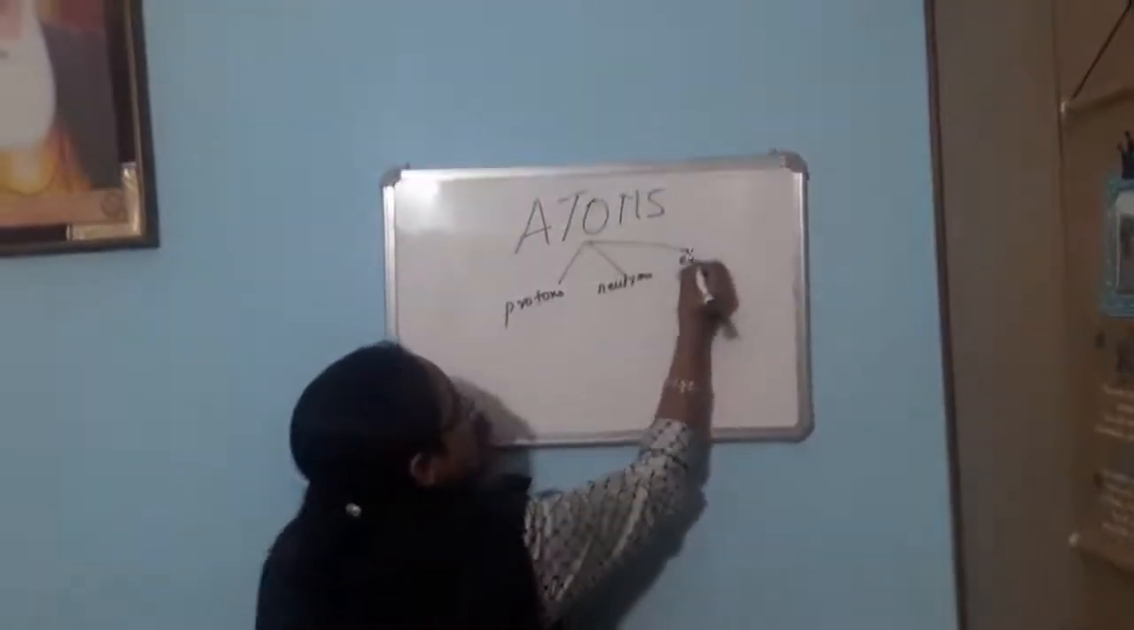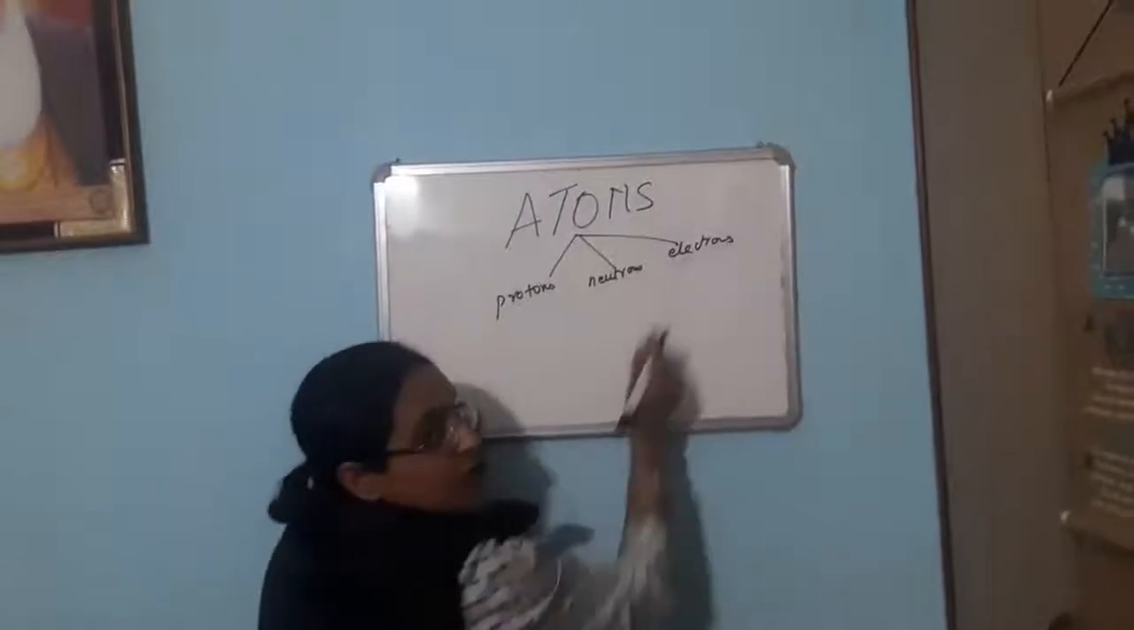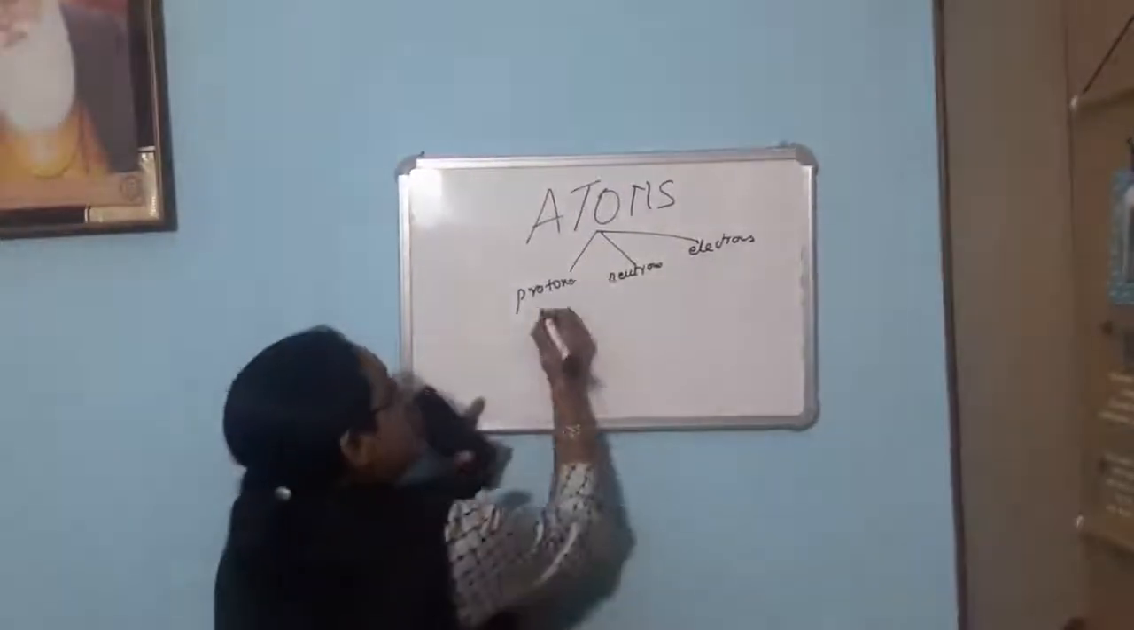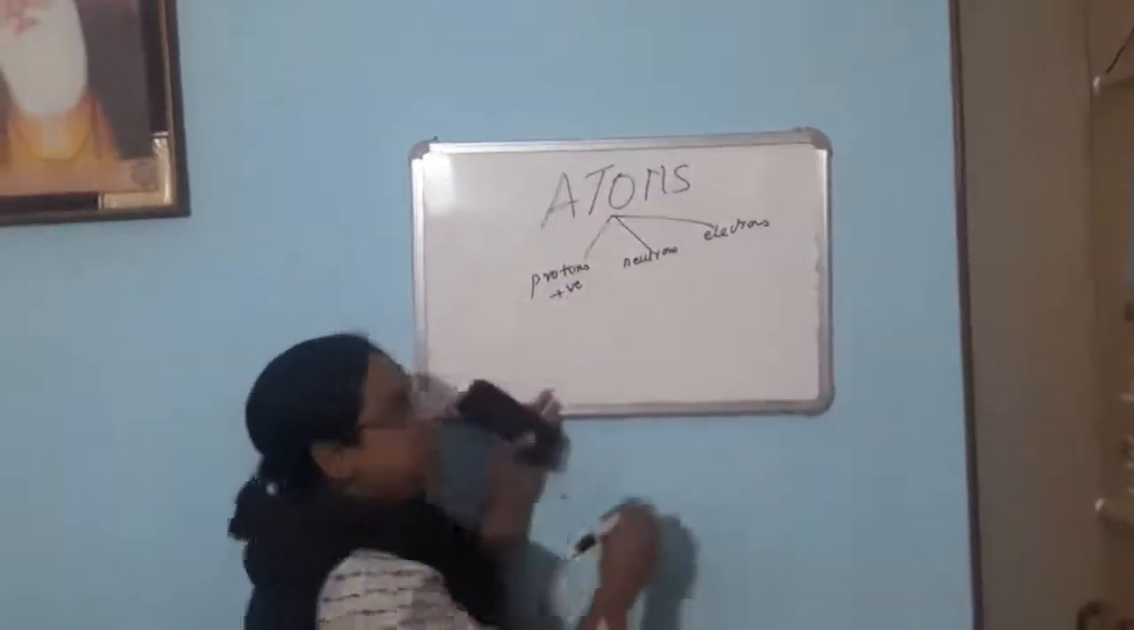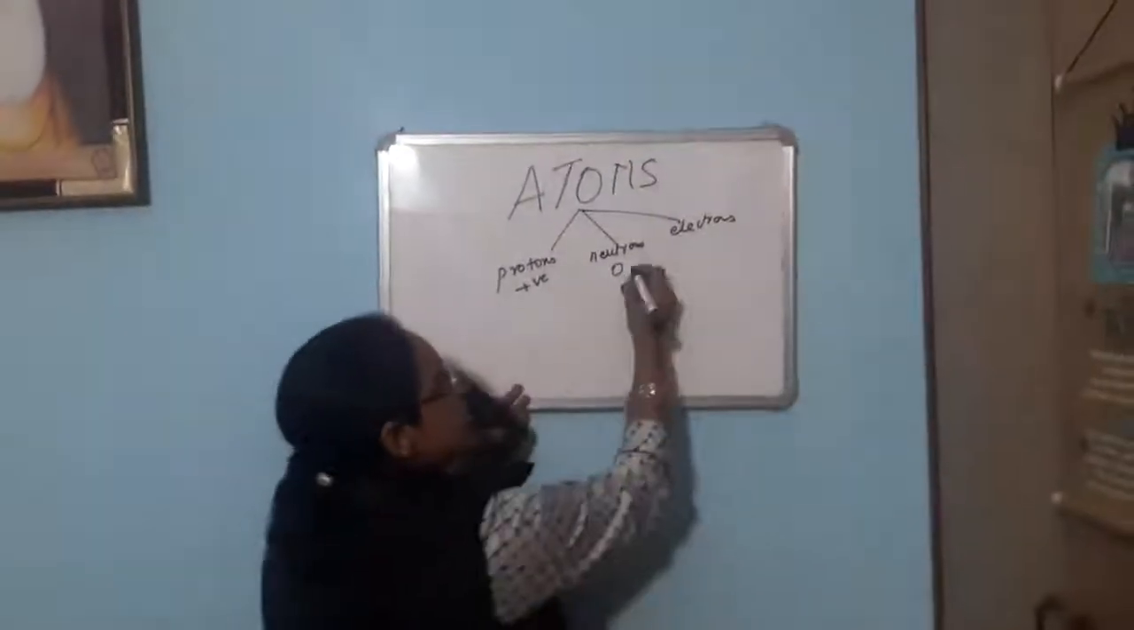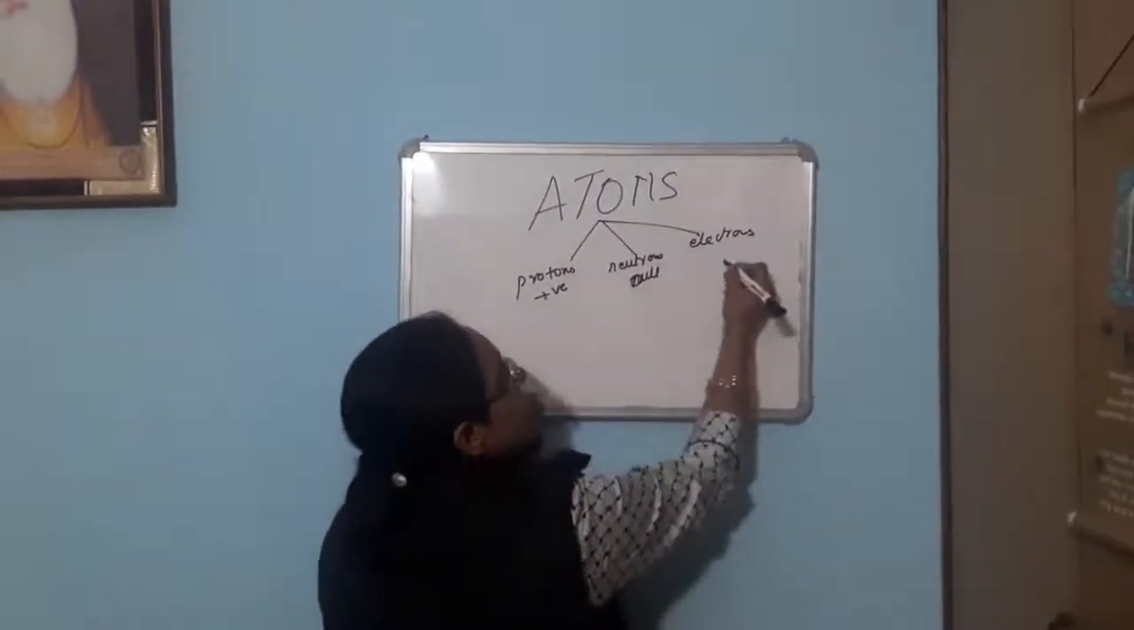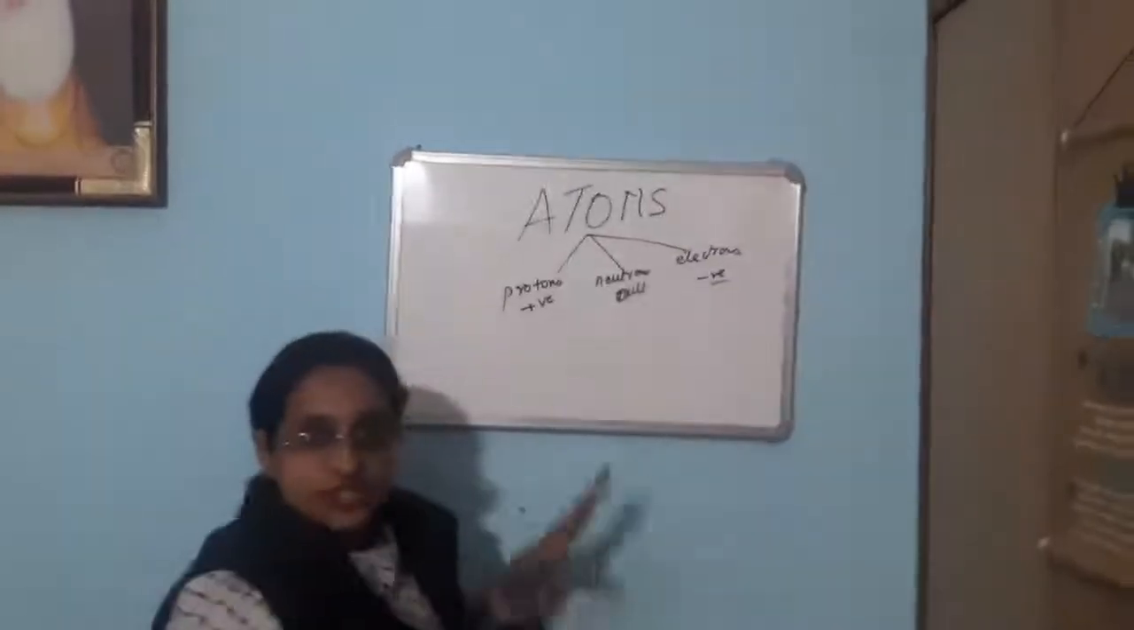neutrons and electrons. Okay, these protons are positively charged particles. These neutrons have no charge, they have a null charge, while electrons are negatively charged particles.